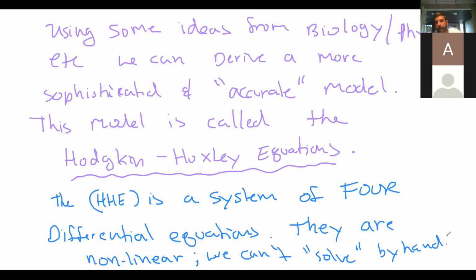We can't solve them by hand, but we can solve them using a computer, at least approximate their solutions. So what do they look like? Well, let's check them out because they're scary. There are 4 equations, and they're quite ugly. So we're going to write it in shorthand first, and then we'll show you what we mean by everything.